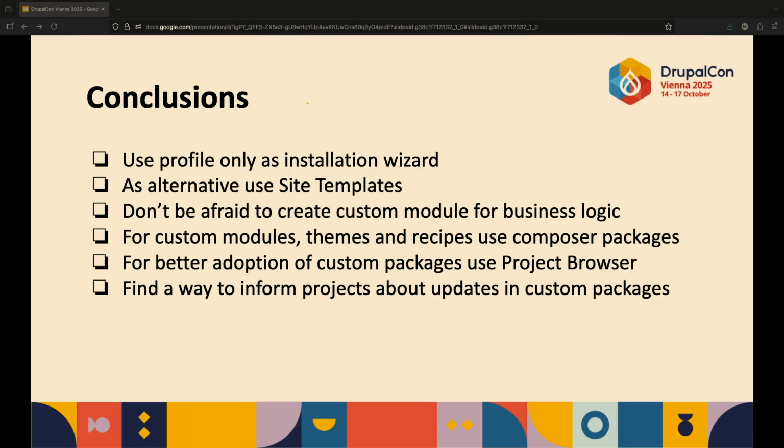As an alternative, you can use site templates that are now there, or just normal recipes, not necessary to be site templates. Don't be afraid to create custom modules for your business logic, but we recommend that you package them and expose them with packages, either GitLab packages or private packages or any other packages that you want to use. For better adoption of these custom packages, we recommend to use Project Browser.